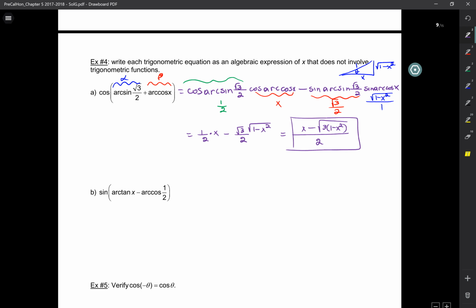Why can't you find sine arc cosine? So you can find cosine arc sine. Yeah, you got it. Because it's sine arc cosine of x. Yeah, it's not a number.